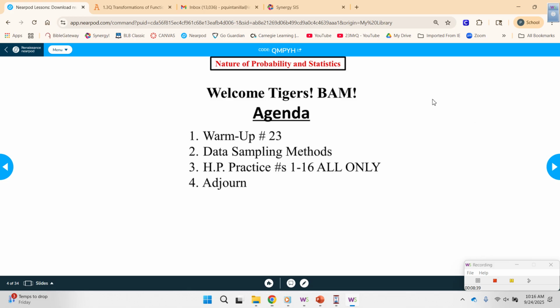Warm-up number 23. We're finishing up our data sampling methods. And tonight's homework, which you should be able to finish before you leave class today, numbers 1 through 16, all only. You may work with a partner for that. That's fine. So today's going to be a practice day, but before we get there, I want to see how we're doing with the whole thing.